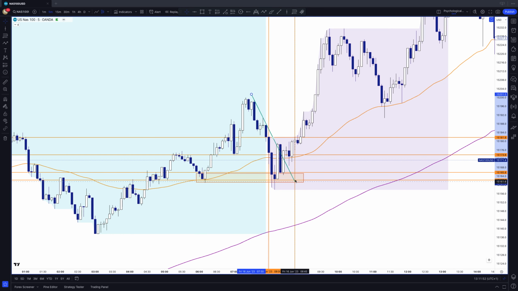Now, if you don't want to draw it that aggressive, you could also draw it like this. If you draw it like this, you can even see that the price breaks the trend line and it starts to find support on this trend line with these wicks and then pushes to the upside.